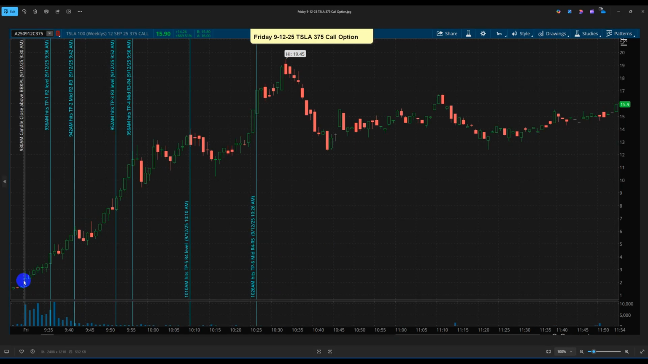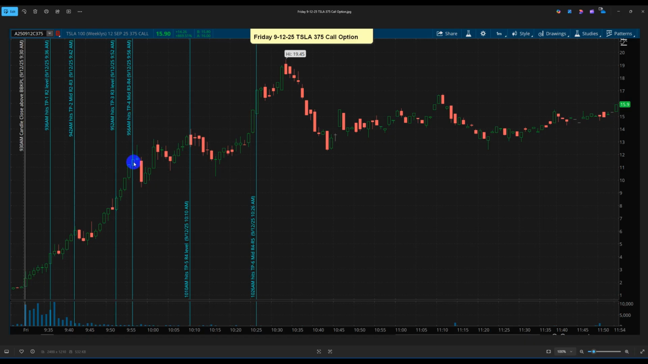Here's the 9:30 entry candle here that closed at 9:31 on the close above the BBKPL. Here's the 9:36 a.m. candle where it hits TP1, the R2 level. Here's the 9:42 candle where it hits TP2, mid R2, R3. Here's the 9:52 candle where it hits TP3, the R3 level.